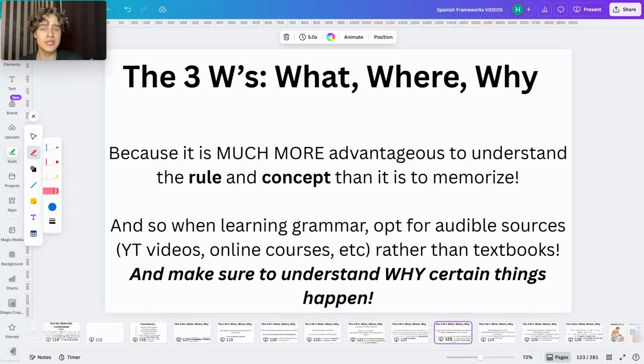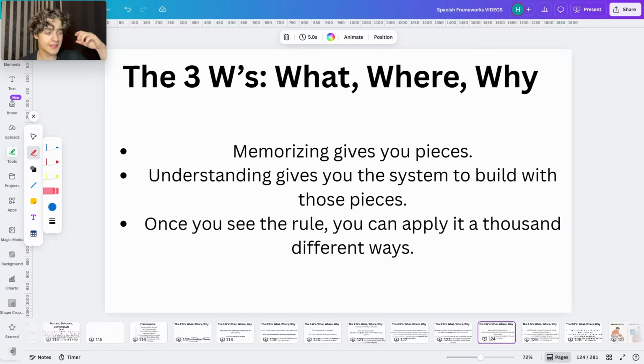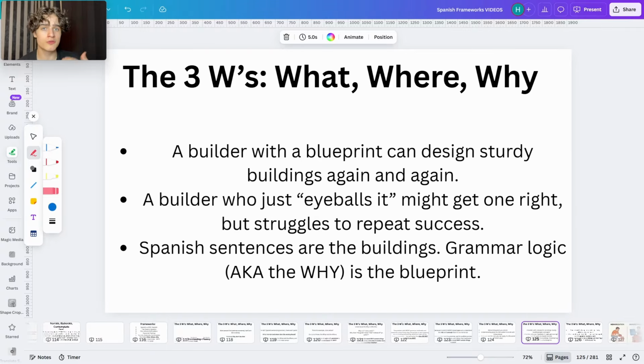Don't be afraid of the question why, because memorizing gives you the pieces, understanding gives you the system to build with those pieces. So a builder with a blueprint can design sturdy buildings over and over again, but a builder who just eyeballs it might get one right, like you might get lucky, but they'll struggle to repeat that same success. And so in this analogy, Spanish sentences are the buildings, and grammar, the logic, the why, is the blueprint. If you understand the why and you can teach it to other people, that's how you know you've actually learned the concept, by the way, then you'll know that you'll excel in that concept.